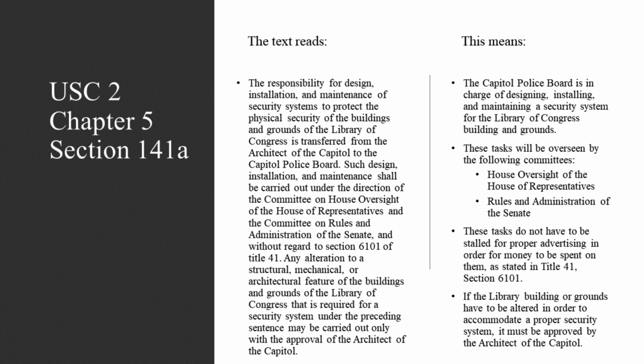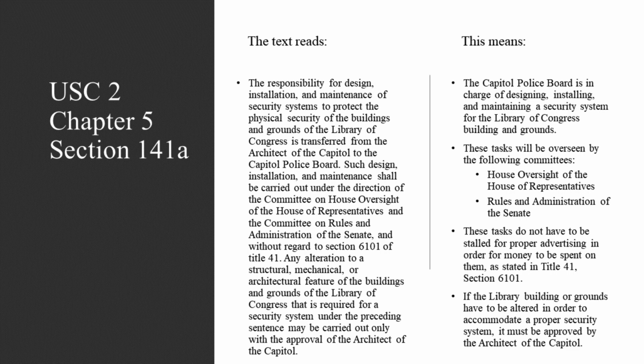Such design, installation, and maintenance shall be carried out under the direction of the Committee on House Oversight of the House of Representatives and the Committee on Rules and Administration of the Senate, and without regard to Section 6101 of Title 41. Any alteration to a structural, mechanical, or architectural feature of the buildings and grounds of the Library of Congress that is required for a security system under the preceding sentence may be carried out only with the approval of the architect of the Capitol.